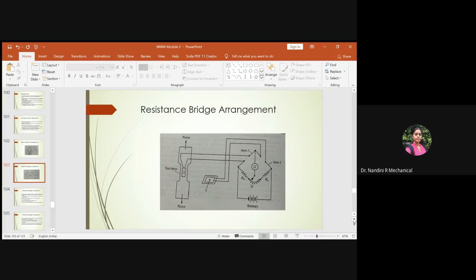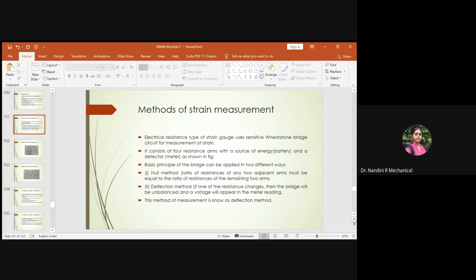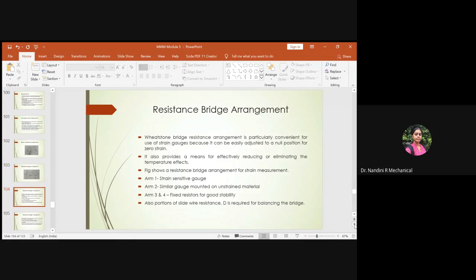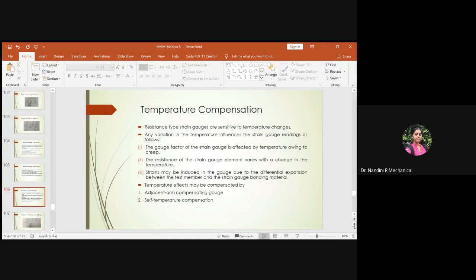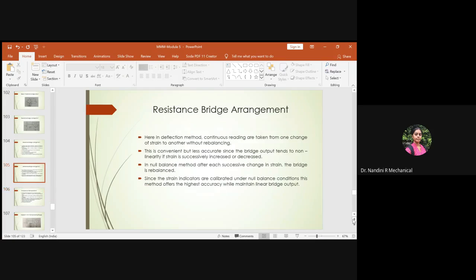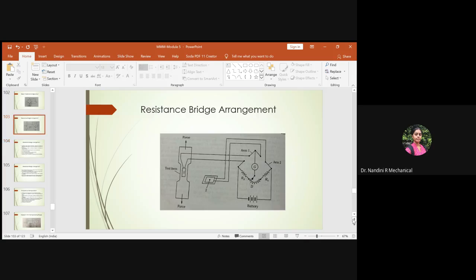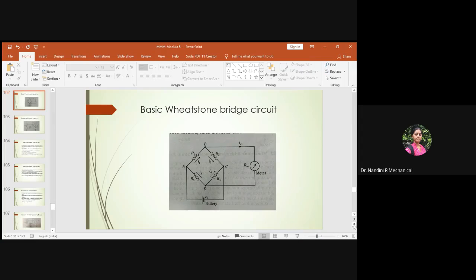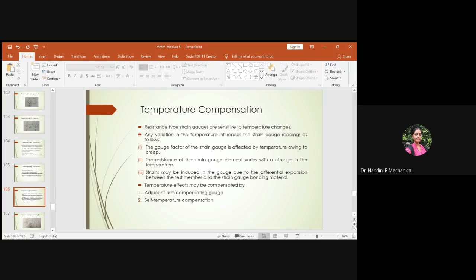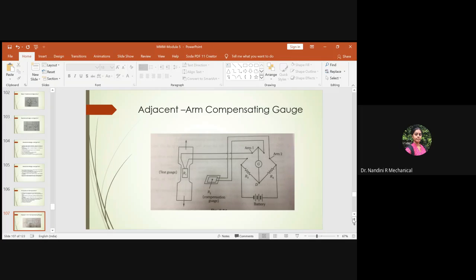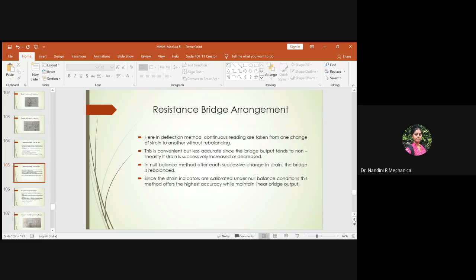So if they ask you to explain the strain measurement methods, you have to speak about both methods, and explain how it is measured under the null condition and the deflection condition, with sketches that you also have to draw. So this is about the resistance bridge arrangement and the Wheatstone bridge circuit, which are used to measure strain. And then you should understand what happens in the case of temperature compensation, and how it gets varied with respect to the temperature parameters.